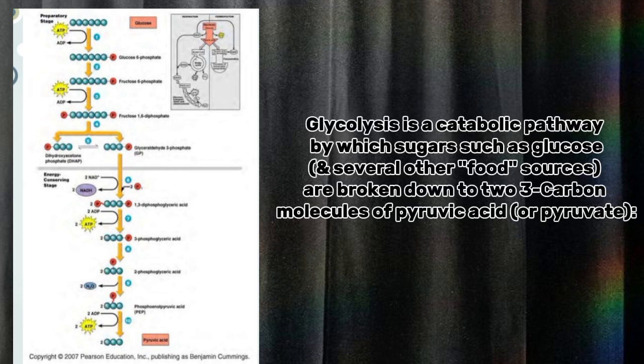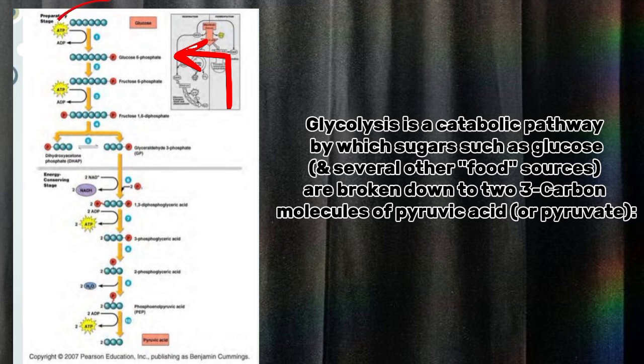So, let us first discuss the process of glycolysis. What is glycolysis? Glycolysis is a catabolic pathway by which sugars such as glucose are broken down to 2 molecules of 3-carbon pyruvic acid. As we can see in the diagram, glycolysis happens in the cytoplasm. In the process, a phosphate group from ATP is transferred to glucose, producing glucose 6-phosphate. One ATP is consumed in this phase.